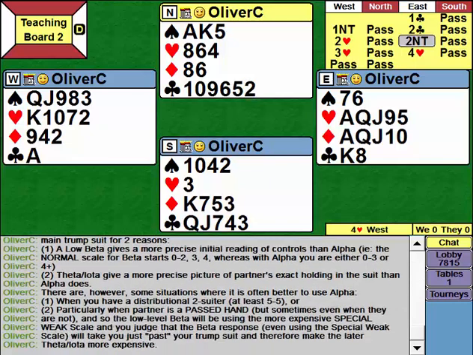The other side of that particular coin, as I've said there, is that when you've got, for example, a distributional two-suiter, it's very often more efficient to use alpha and then an iota in a different suit. If you've got a big two-suiter, alpha is normally more efficient.